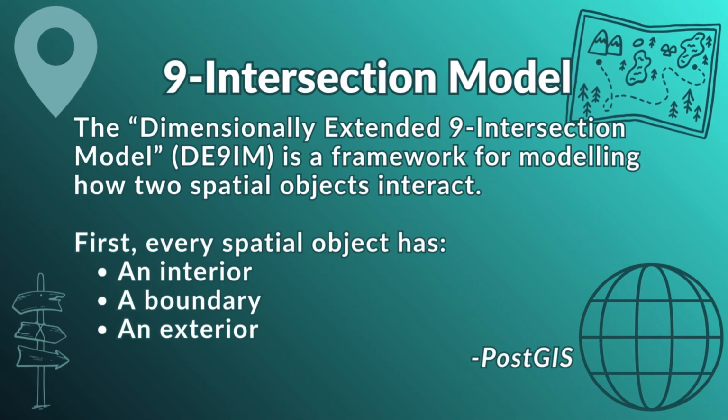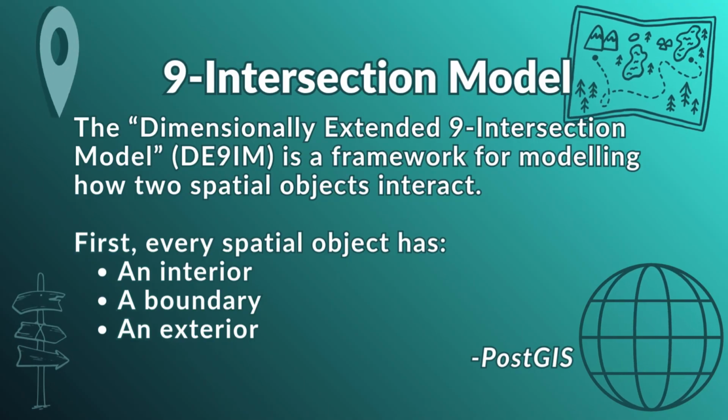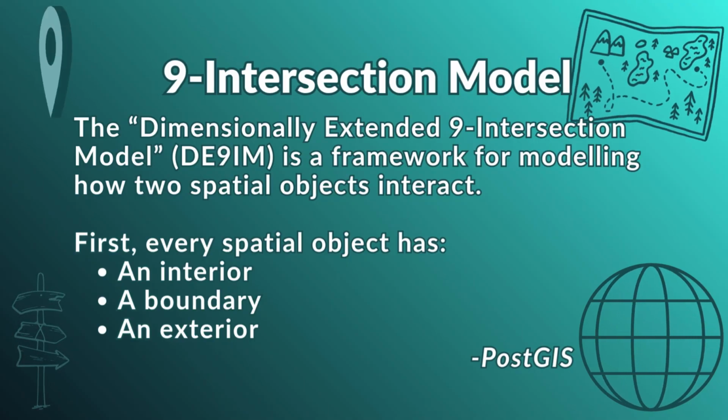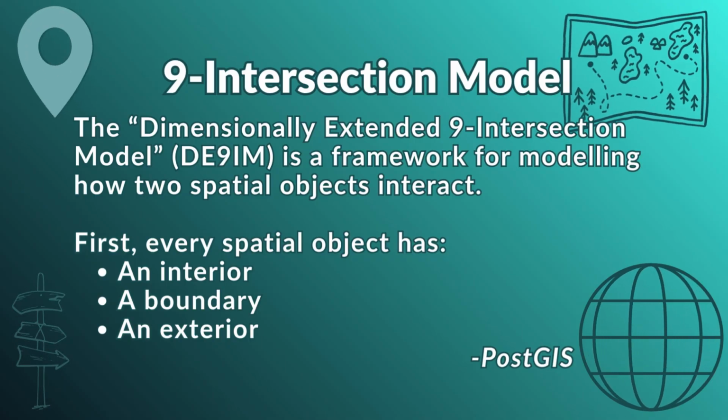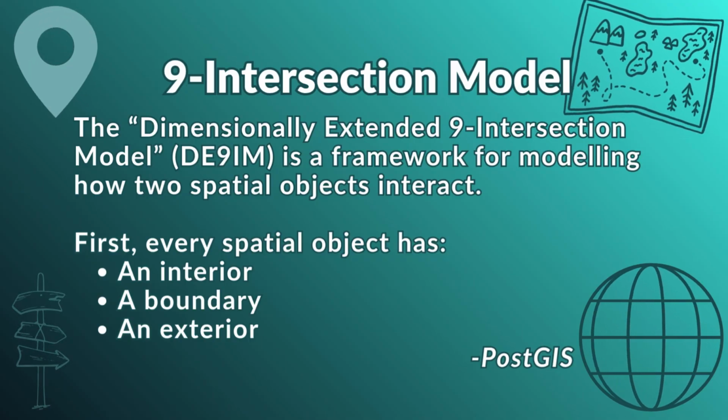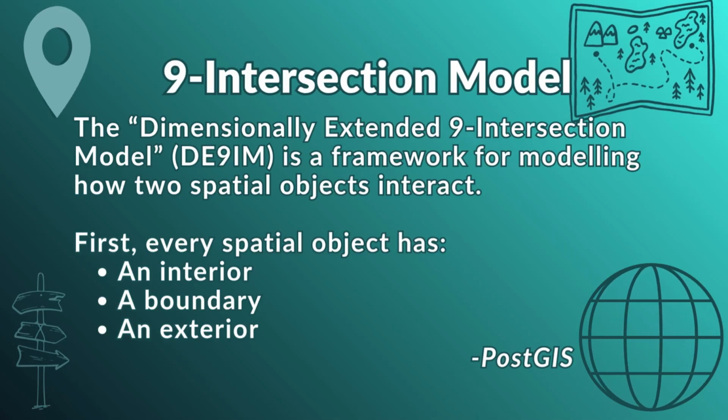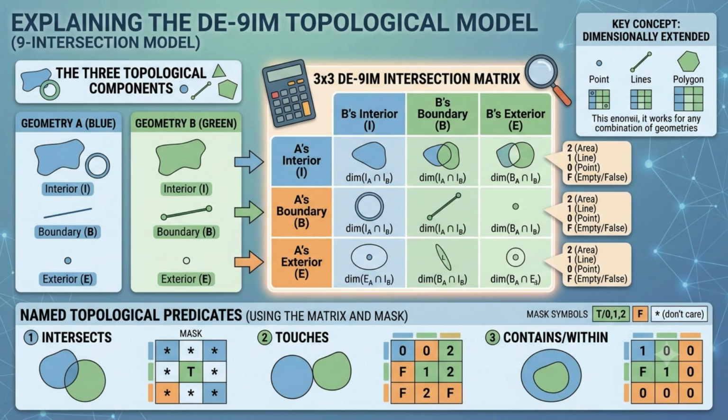Okay. It analyzes two objects by breaking them down into three distinct geometric parts: the interior, the boundary, and the exterior. So it builds a 3x3 matrix. It tests if the interior of object A intersects the interior of object B, if the boundary of A intersects the interior of B, and so on, testing all 9 possible combinations.